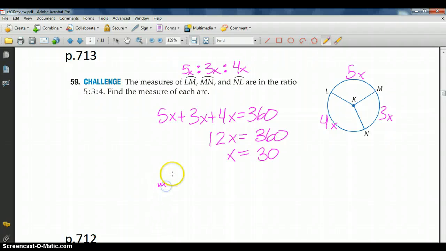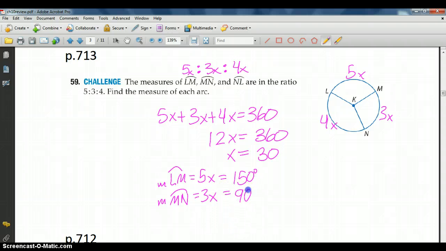So the measure of LM is 5x. So 5 times 30 would be 150 degrees. The measure of MN is 3x. 3 times 30 is 90. And the measure of NL is 4x, and we get 120 degrees.